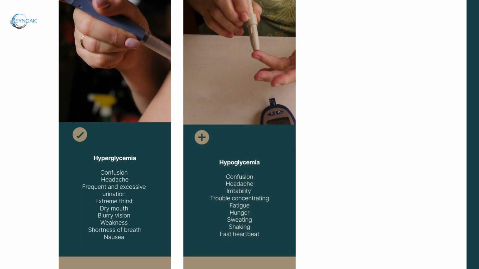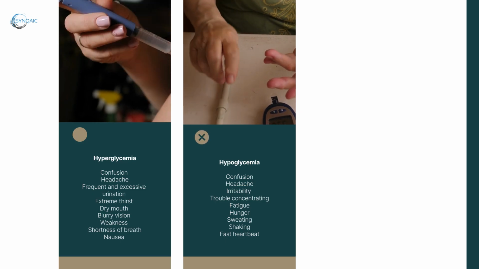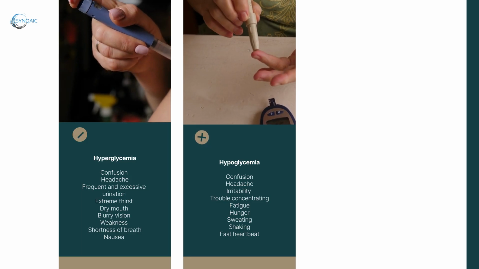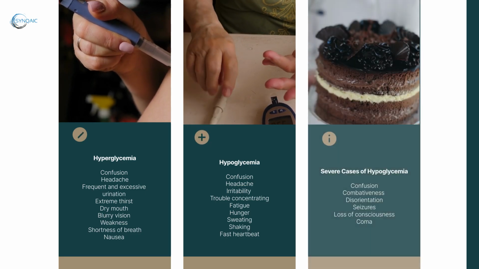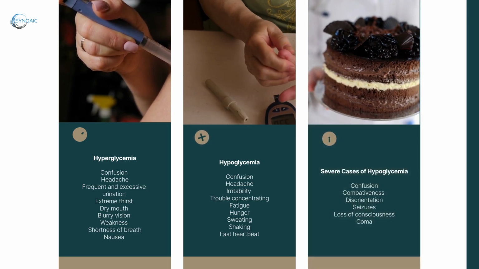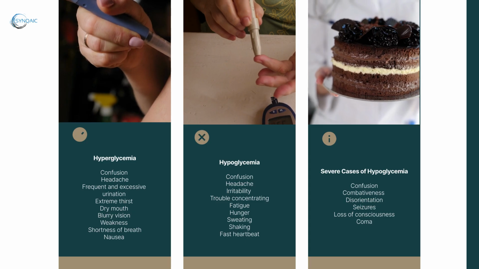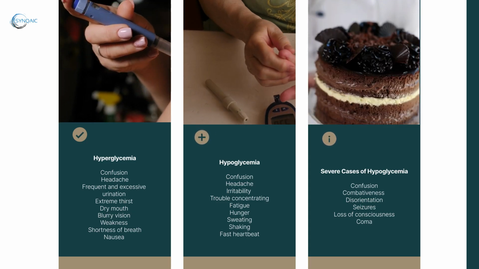Hypoglycemia can manifest with several symptoms due to the release of other body hormones, including confusion, headache, irritability, trouble concentrating, fatigue, hunger, sweating, shaking, and a fast heartbeat. Severe cases of hypoglycemia, caused by too little glucose in the brain, can result in confusion, combativeness, disorientation, seizures, loss of consciousness, and even coma.